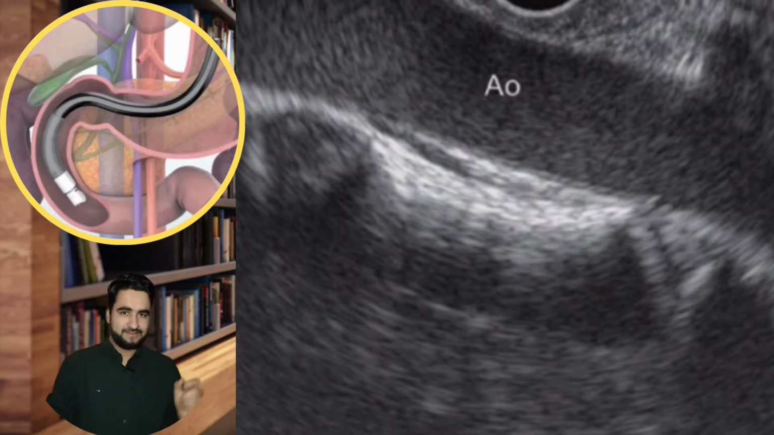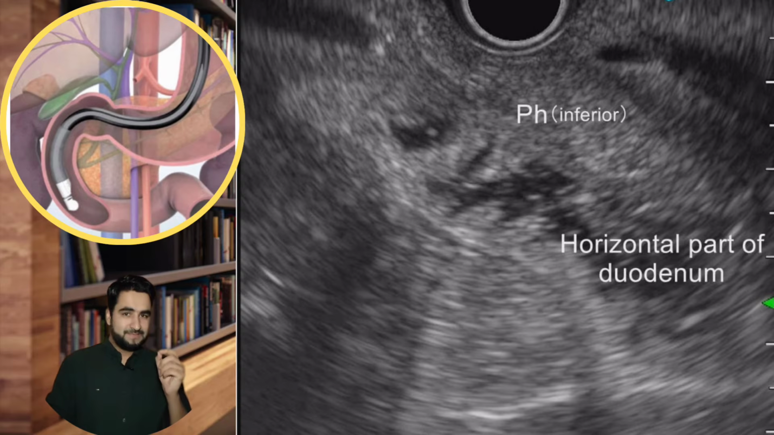Now keep turning the scope clockwise to image an irregular anechoic area, which is the horizontal part of the duodenum. You can inject lukewarm water to make the horizontal part of the duodenum easier to identify. You can also see pancreatic echogenicity just close to the probe, which is the inferior part of head of pancreas here. Now start withdrawing the scope slightly.